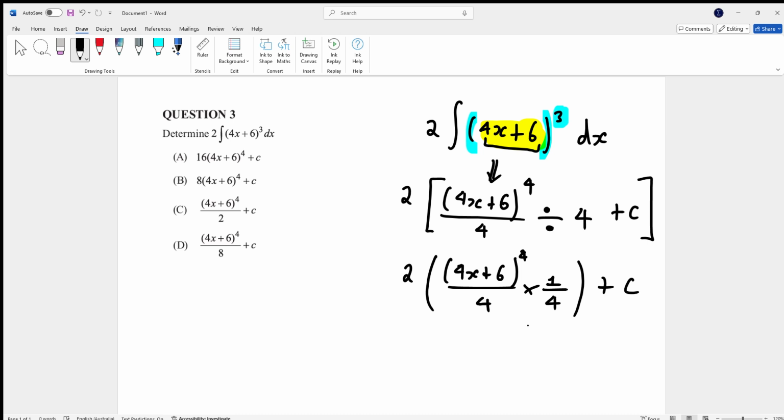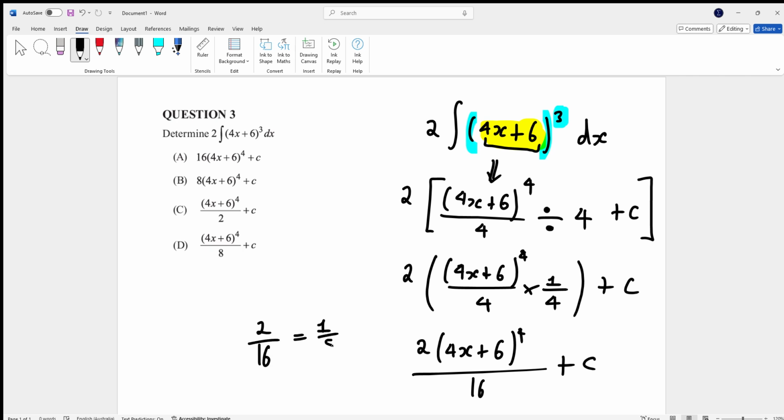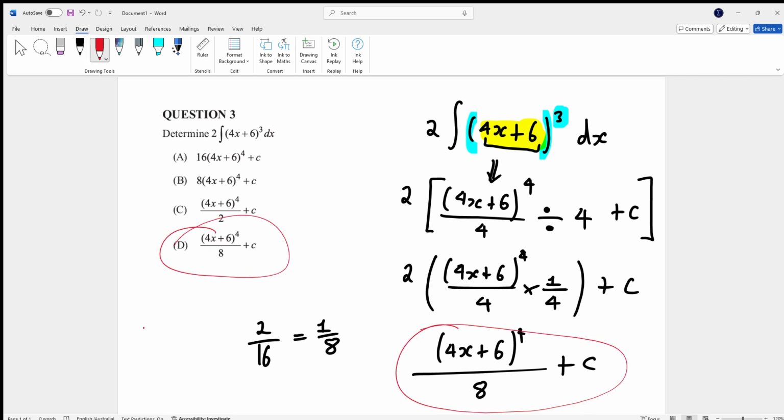A quarter times a quarter is going to be a 16th. So we have 2, 4x plus 6 power of 4 over 16 plus c. 2 over 16 gives you 1 over 8. So we can replace that right there with just a 1 there and an 8. And you don't even have to write the 1 because 1 times that would just be that. So here we can see that that is answer D. That's the quick way of doing it, in my opinion.